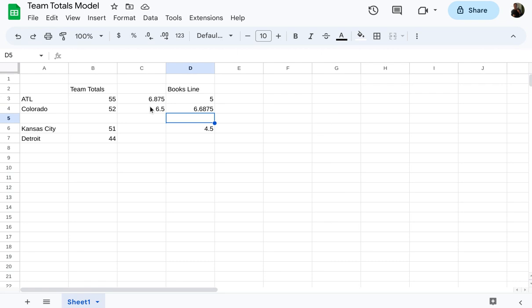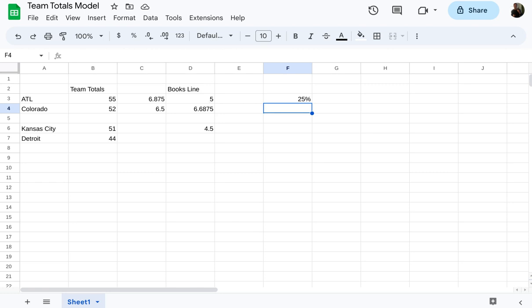The book's line was 5. So to calculate our value, if you don't know how to do this, anytime you're calculating what we call value, you might hear margin. People that own businesses talk about profit margins. It's all calculated the same way. You take the little number, which is 5, divided by the big number, which is 6.6. And then you take that number minus 1, and it's going to be 25%. So we have a 25% margin comparing our line, which is 6.6, to the book's line of 5.